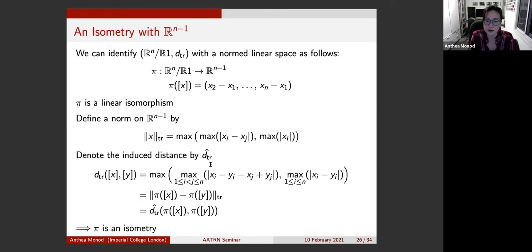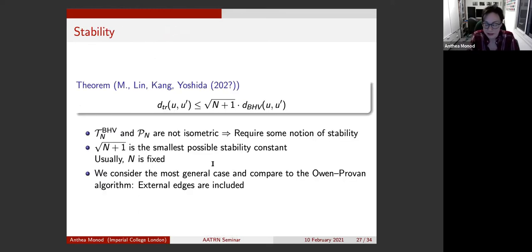So now we have these two representations of tree space, and we have these two different metrics. One is very popular, the BHV tree space, and everybody uses it and understands it. How can we give people an intuitive understanding of how our distance works? Well, one way is to prove a stability theorem. So here we prove that we have boundedness: our metric, the distances between trees given our metric, is always bounded by the BHV tree distance. So we don't have an isometry, but our metric is well behaved with respect to BHV tree space. It means that intuitive geometric and pattern ideas, for example clustering, are going to be preserved. We also proved that this stability constant, the square root of n plus one, is the smallest possible stability constant.